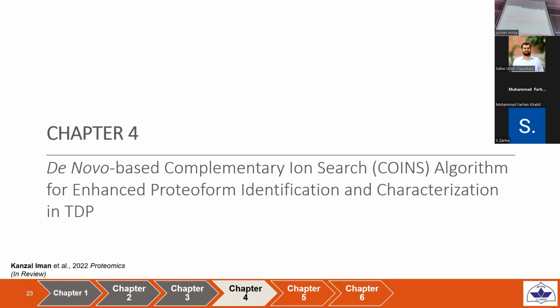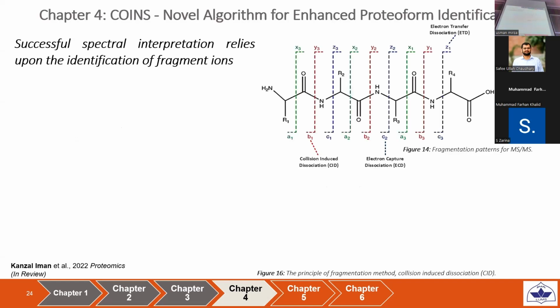So now that we have developed Spectrum and Perceptron, which are the TDP analysis pipelines, we have developed another novel algorithm for identification of proteoforms within the experimental data, and for enhanced proteoform identification and characterization with top-down proteomics.